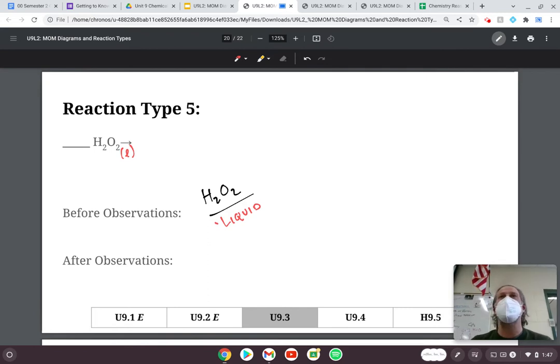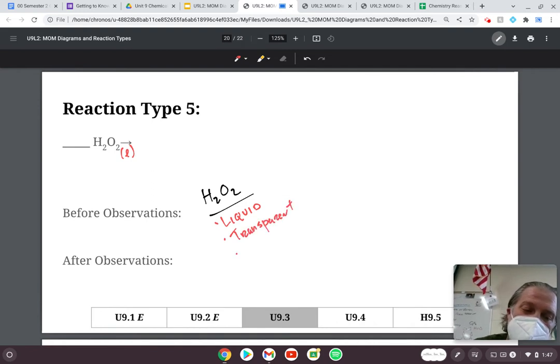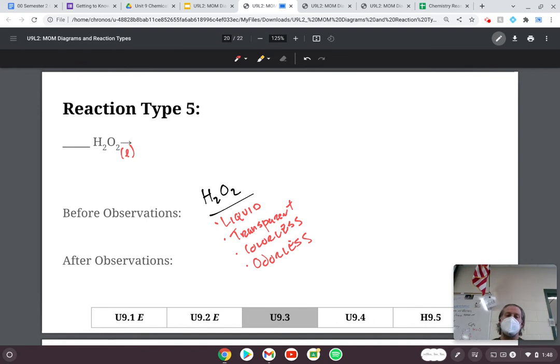What else could you tell me about this particular reactant? Transparent, agreed. So I would agree that it is transparent. Yep. Colorless. And I would say that it falls in the category of odorless. So it's known as hydrogen peroxide, and you probably have had some in your medicine cabinet or something like that.